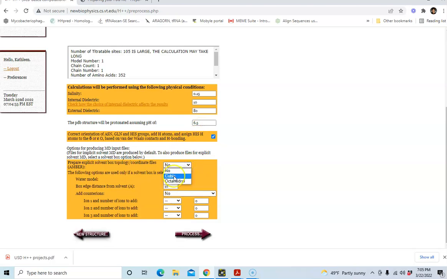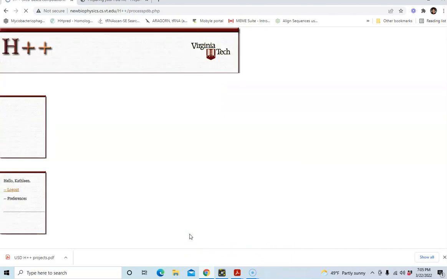I'm going to change the solvent box to cubic and leave everything else as a default, and then I'm going to hit process. Since this is likely to take a few minutes, I'm going to stop the recording, and then I will start it back up again once we have our results.